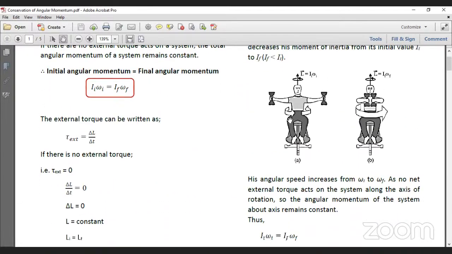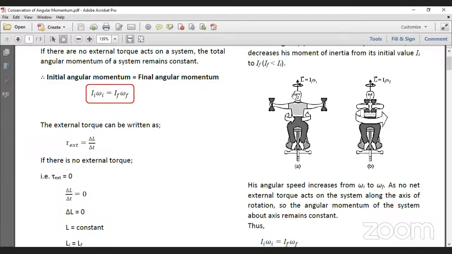If there's a child on a chair, the chair can be rotated, and there are two dumbbells or masses in his hands. Then we can make a rotation and release. So without friction, it rotates.